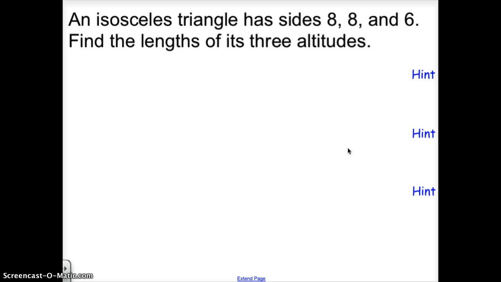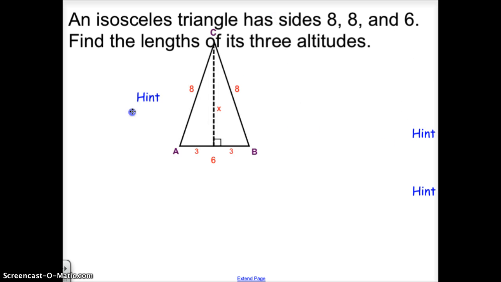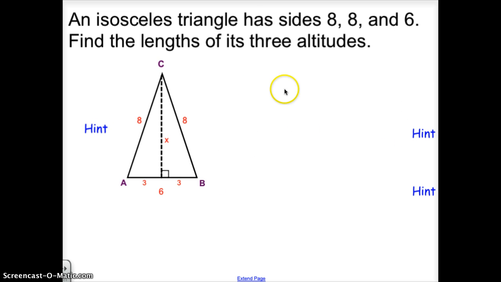An isosceles triangle has sides 8, 8, and 6. Find the lengths of the three altitudes. First hint that I'll give you, and then I'll let you solve from there. There's your drawing with the information given. From there, we have to find one of the angles.